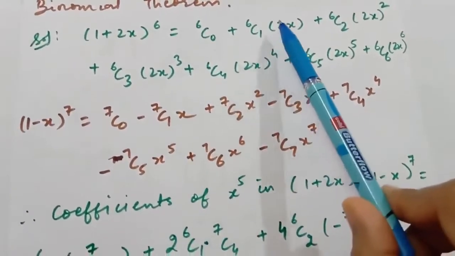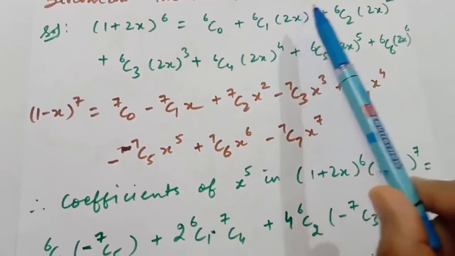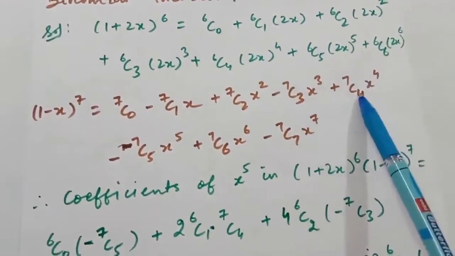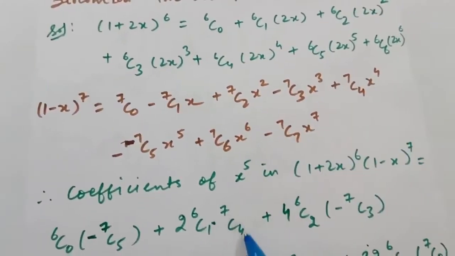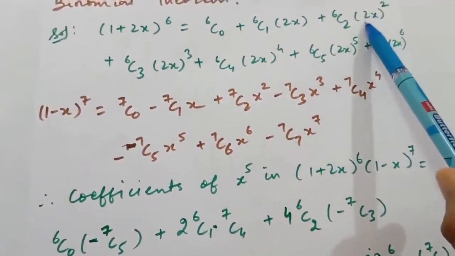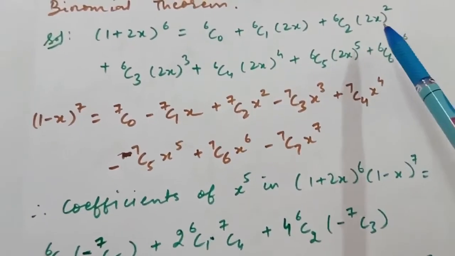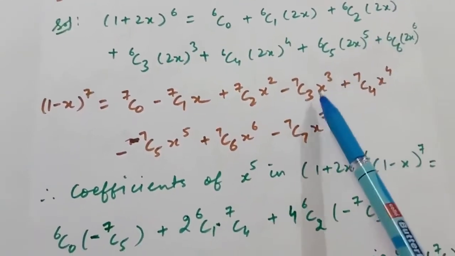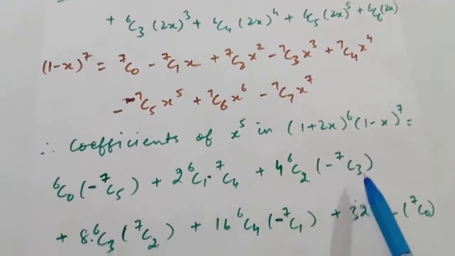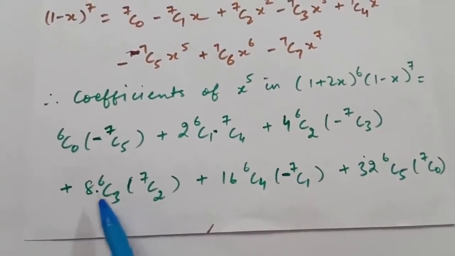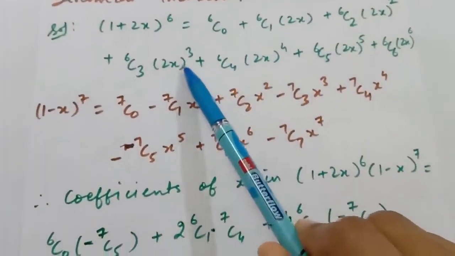Then in the next term, 6c1 into 2 is the coefficient and power of x is 1. So we will multiply this term with this. So 2 into 6c1 into 7c4, plus, now 2 square is 4 into 6c2 and power of x is 2. So multiply with this term in which power of x is 3. So into minus 7c3. Similarly, you will get plus 8 into 6c3 7c2 when you will multiply this term with this term.